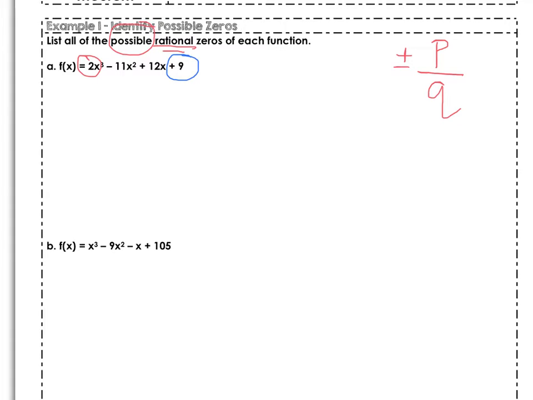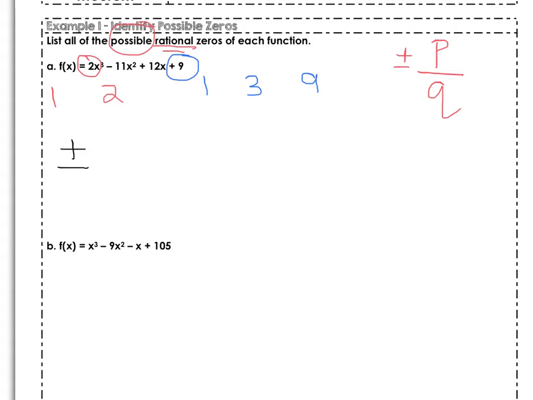So 9, the possible factors of 9, we have 1 and 9, and then we have 3 times 3. Those are the only 3 that we have. And for 2, our possible values for q are the factors of 1 and 2. And so now I need to pair them all together here, okay? So the other key thing is they could all be positive or negative just because of the many ways of producing positive numbers, be it a positive times a positive or a negative times a negative, okay?